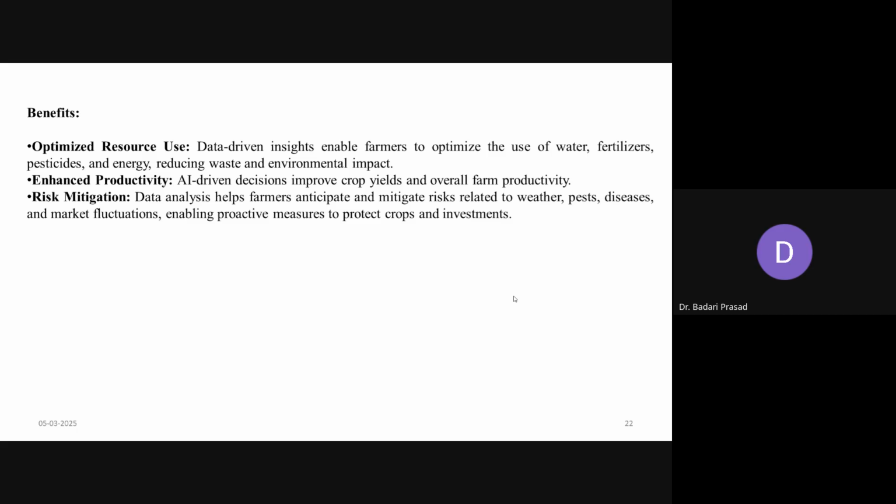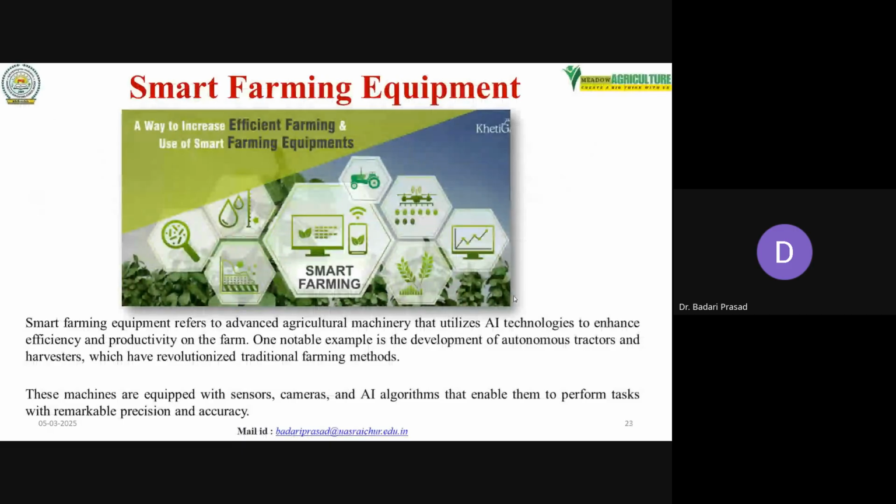So many a time it happens that farmers take a chance. They simply sow. They don't know whether the crop will come, or whether the climatic condition is congenial, or whether they are going to receive the rains at the right time. So just by taking a chance, the farmers go for so many sowings. But by taking appropriate decisions based on this machine learning analysis, the farmer can save the cost of wasted investment. So the smart farming equipment.